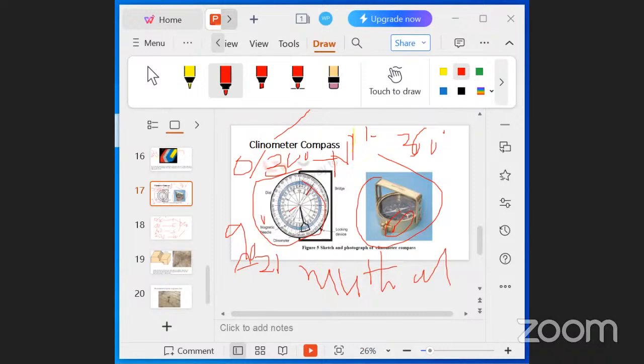Right? So this is the clinometer compass. They ask in your examination a 5-marks question on the compass or clinometer compass, right? So that is a 5-marks question. Now you can draw this figure and write briefly about this compass, right?